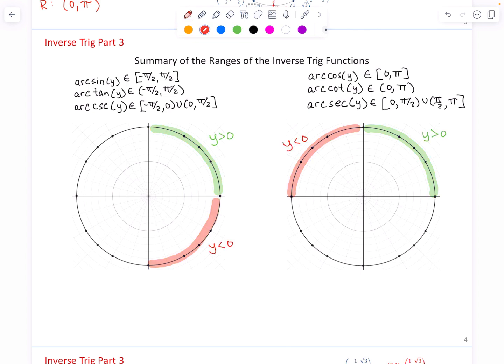But when the input y was negative, then for these 3 inverse trig functions, we're looking for a 4th quadrant angle using a negative angle to get there. But for these 3 inverse trig functions, we are looking for a positive angle that's in the 2nd quadrant.